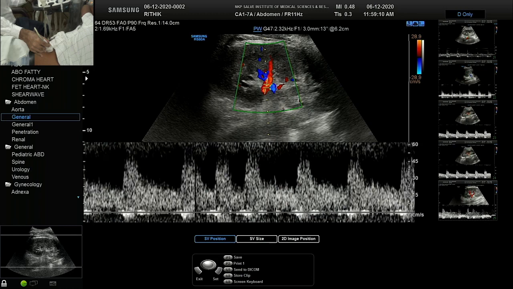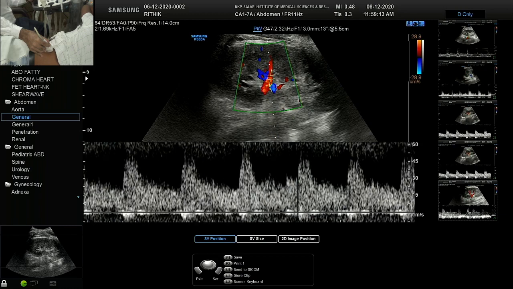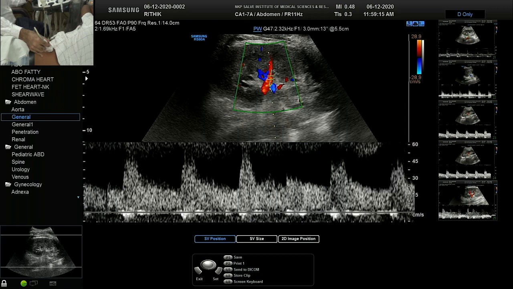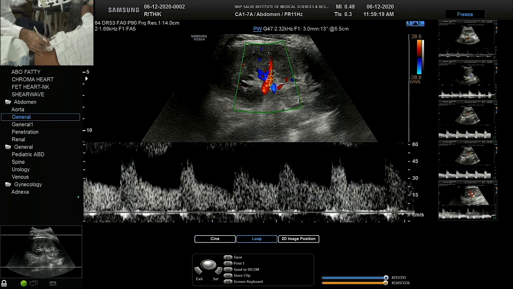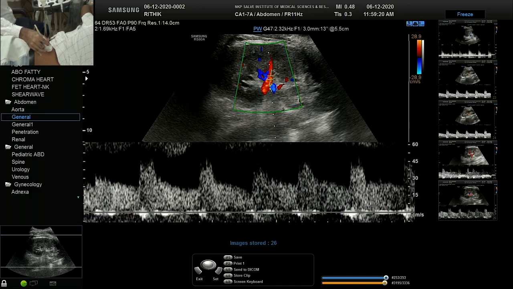See, you are seeing artery and vein both, so you can change so that venous is not seen and artery is seen, and again good spectrum is obtained.